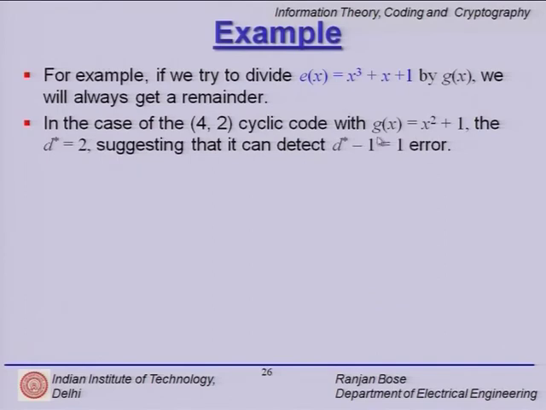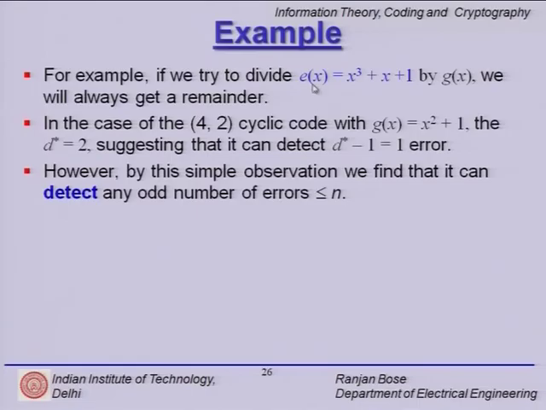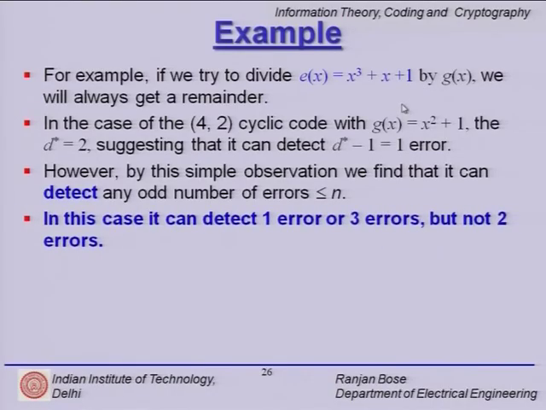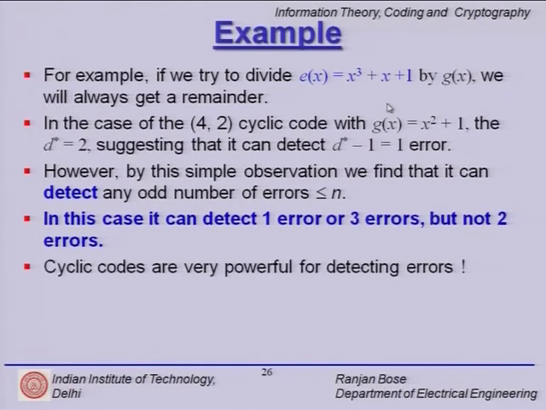So, we have the cyclic code g of x equal to x square plus 1 and d star equal to 2. Even though theoretically it seems we can only detect one error, if we try dividing E of x by g of x, we will get a non-zero remainder, and consequently we will raise a flag and say that yes, indeed we have detected an error. So, the theory says that not more than one, sure; 2 errors can never be detected, but 3 errors, yes, it can detect, 4 errors probably not.